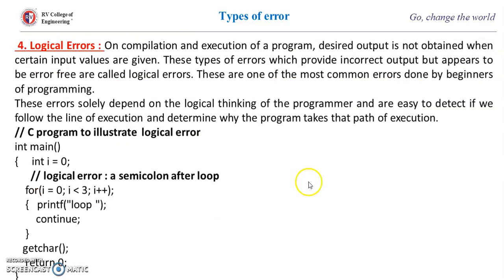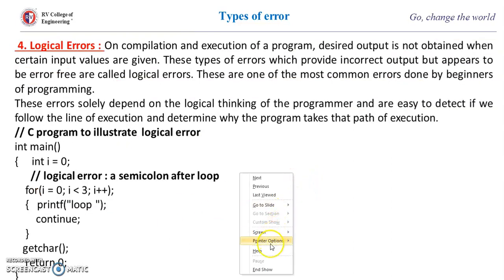Then next is logical error. So what is a logical error? On compilation and execution of a program, the desired output is not obtained when certain input values are given. Means when we have compiled the code and executed the program also, but the output which we want to obtain, the desired output, meaning the expected output, is not obtained. These types of errors, which provide incorrect output but appear to be error free, are called logical errors.